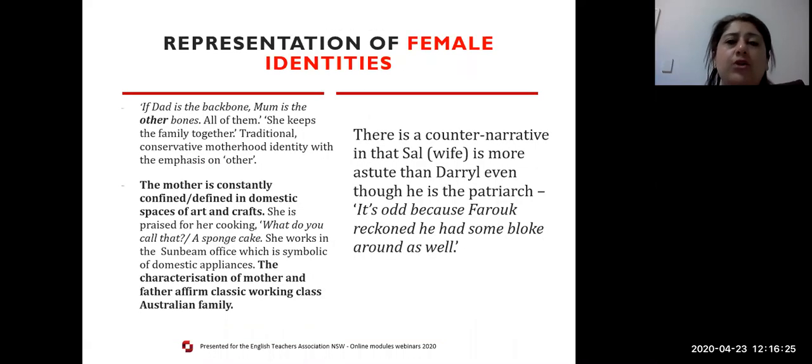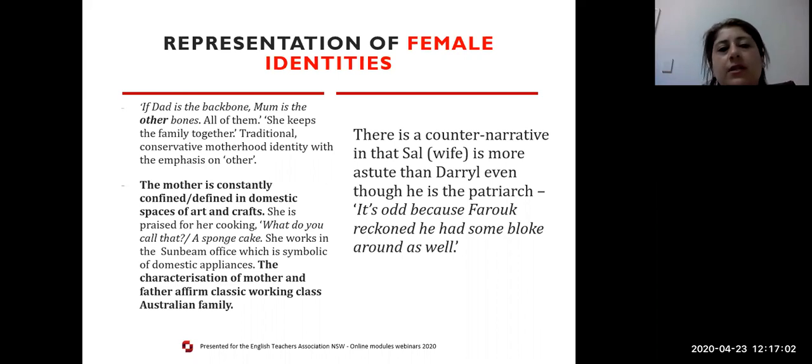All right, besides the patriarchal identity, we've also got the female identity. And again, we know this is a close-knit family. The son loves the mum, but we really get this idea that the mum is other. And it's directly inferred in, if dad is the backbone, mum is the other bones. Now, again, some people reading this might see other as a marginalised thing or secondary to the male. Others may look at this and say, well, I think it actually means that she's holding them all together. So it does depend on your identity and your reading how you might see this.